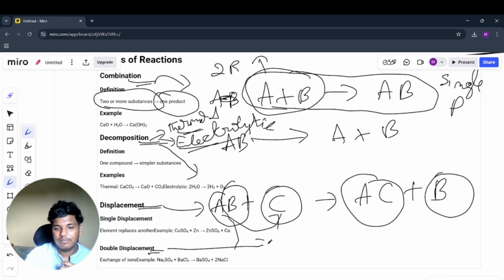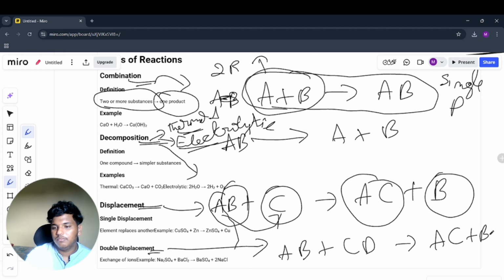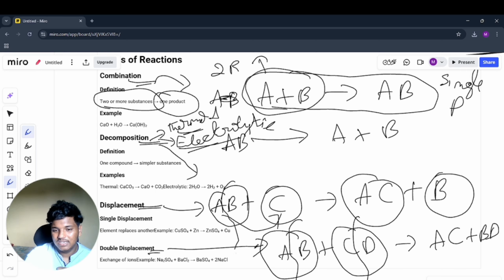Then we have something known as double displacement. Here, AB plus CD gives rise to AC plus BD. AB is a compound, and CD is a compound. A breaks its bond with B, and C breaks its bond with D. So A makes a new bond with C, and B makes a new bond with D. Why does it happen? It is due to the exchange of ions.